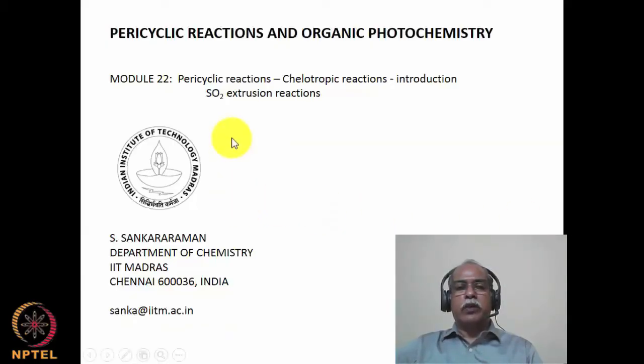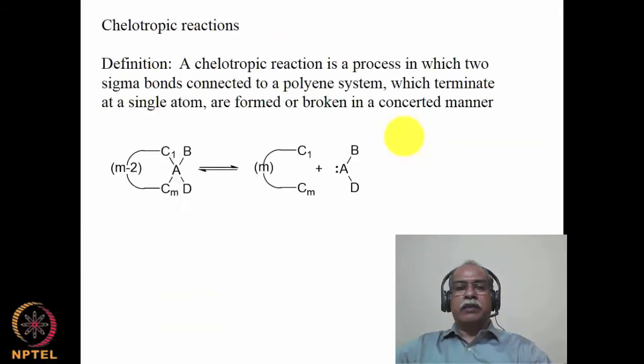This is module 22 of this particular course, and in this module we will consider cheletropic reactions, particularly cheletropic reactions involving sulfur dioxide extrusion reactions. In other words, reactions in which sulfur dioxide is eliminated as a neutral molecule during the course of the reaction. Now, the definition of cheletropic reaction is given in this particular slide.